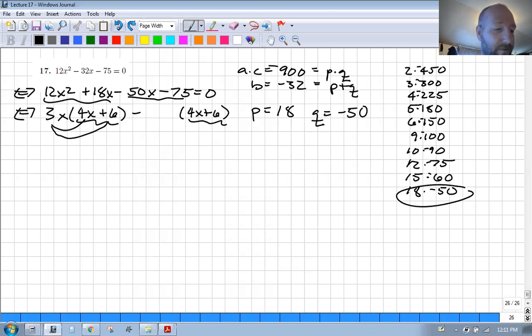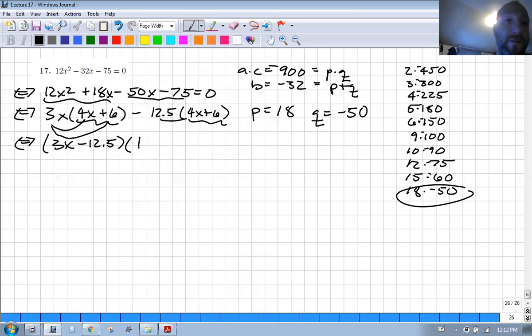Well, 50 divided by 4 is 12.5. 12.5 times 4 would give me a 50x. But what about 12.5 times 6 gives me a 75. So yeah, I'd have to pull out a 12.5 here. So I get 3x minus 12.5 times a 4x plus 6. That's strange. I wouldn't think they'd give us a problem with a decimal in it like that.